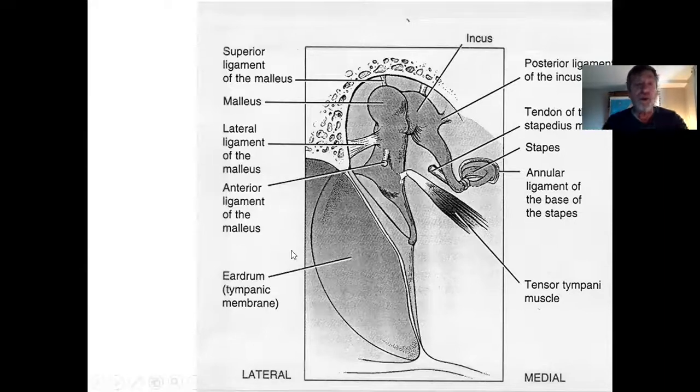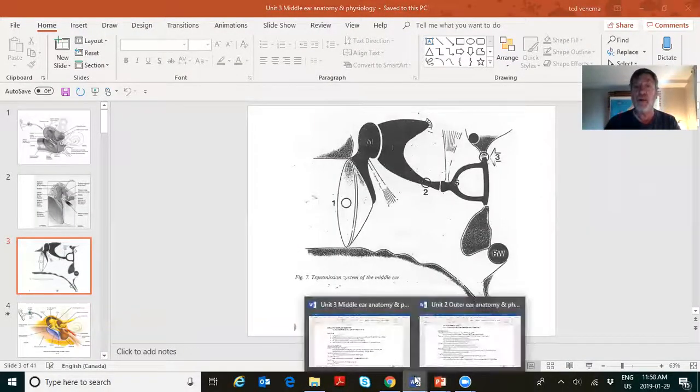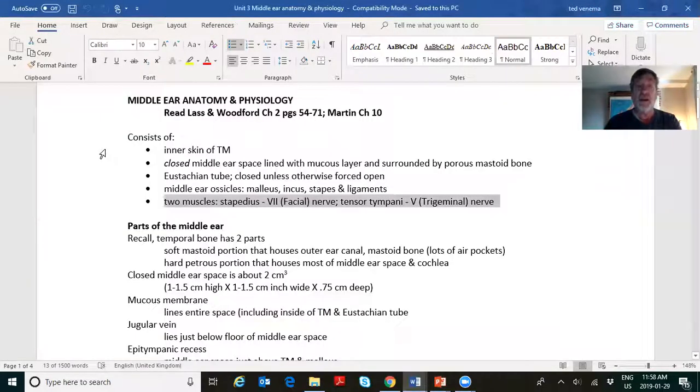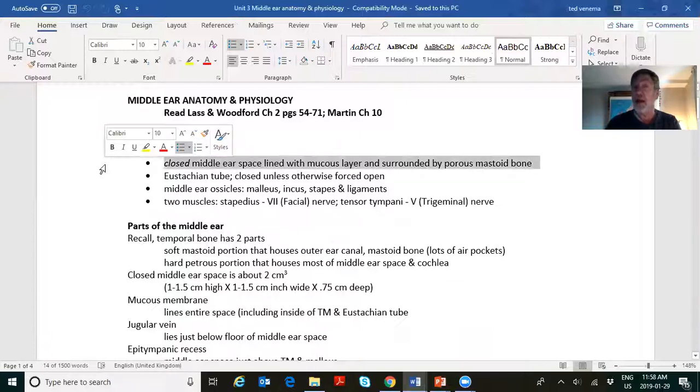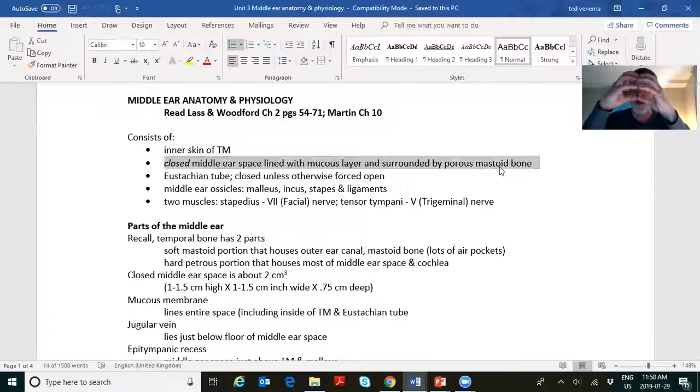So now let's review what we've covered regarding the middle ear and its pieces and parts. The middle ear consists of the inner skin lining of the tympanic membrane, the entire middle ear space, the lining, okay, so the room, with the walls of the room, so to speak, and what's behind the walls of the room of the middle ear space, the porous mastoid bone, and also part of the petrous bone. So the middle ear is kind of half surrounded by the petrous bone and partly surrounded by the mastoid bone.